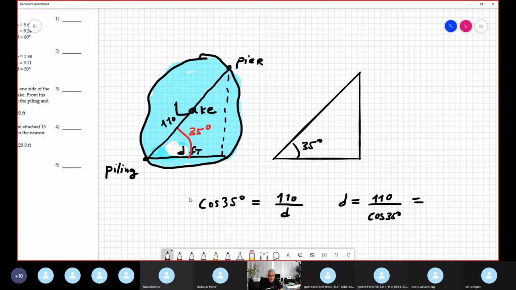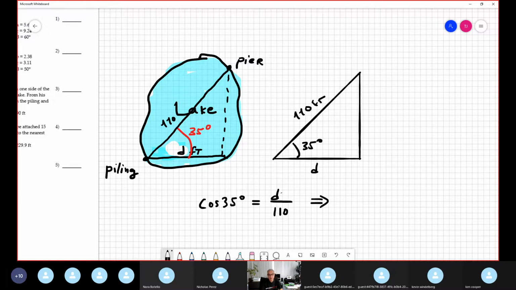So you know the distance across, no horizontal. You need to find this. But the formula is different. The formula is cosine, adjacent divided by hypotenuse, which is 110. Therefore, D is equal to 110 multiplied by cosine 35 degrees. Therefore, D is 90 feet. Put it in the calculator, and that's it.